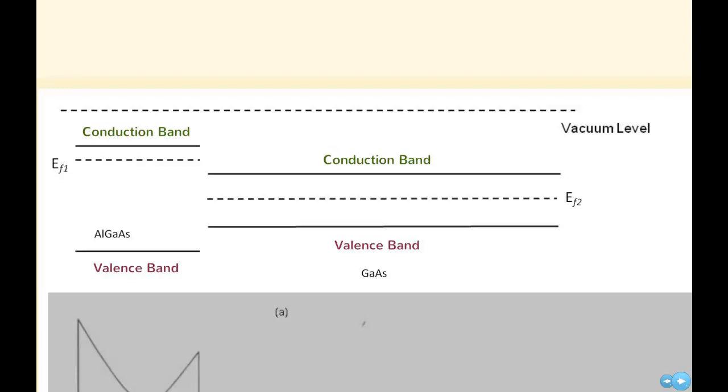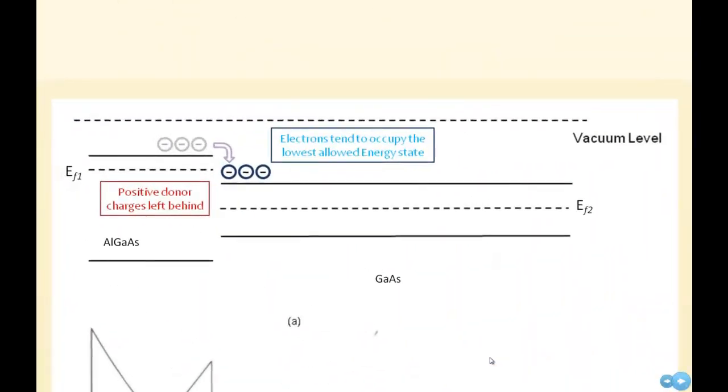Modulation doping, on the other hand, allows the free carrier concentration to be increased significantly, but without compromising the mobility. So, to have modulation doping, you must have a heterostructure. So what happens when you grow a semiconductor material with a wider bandgap on top of one with a lower bandgap, as we can see in the diagram? We can see that the conduction band in the aluminium gallium arsenide side lies energetically higher than that on the gallium arsenide side. And because the electrons tend to occupy the lowest allowed energy state, they're encouraged to move from the aluminium gallium arsenide side to the gallium arsenide side.